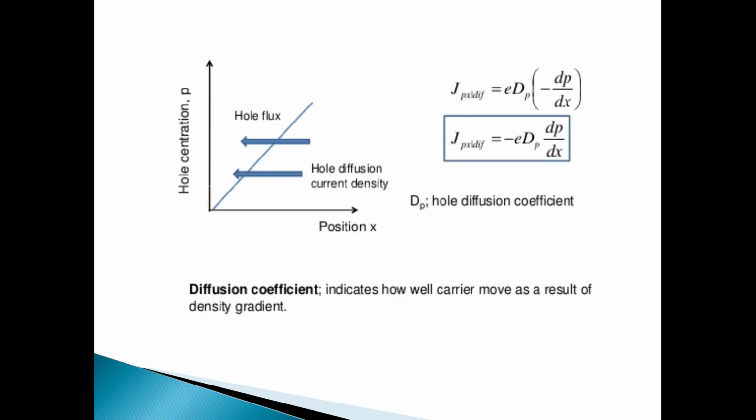Similarly for holes, we can see the hole concentration shown with respect to x. So the Jp diffusion due to the holes is represented by minus of e Dp dp by dx, where Dp is the hole diffusion coefficient, and the direction here is negative for the diffusion current for holes.